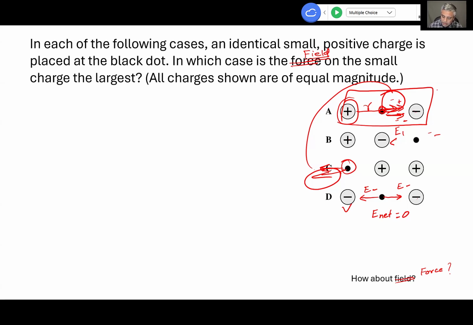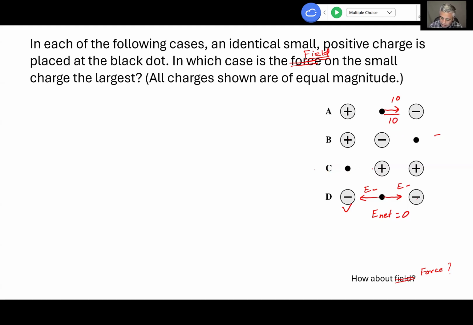If just my pen is not working. Okay. So for example, let's say in this case, if this was 10 and this was 10, then in this case, because of this, it would be 10. But now distance is double. So it would be just quarter due to this. That means it's going to be 2.5, let's say.